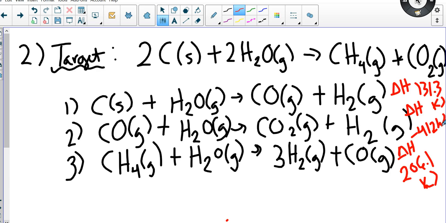start checking them off. So I know I need 2 carbons, so where do you see carbons anywhere? Reaction, which one? First reaction. Do you see it anywhere else? Just carbon as a solid. Be careful about the states of matter. Do you see it anywhere? It can be product or reactant. Do you see carbon anywhere else? No. Just reaction 1. So right now, I know 100% I need reaction 1 and it must be multiplied by 2.